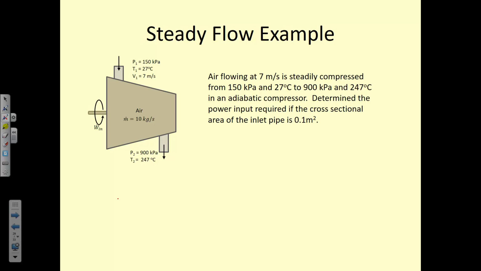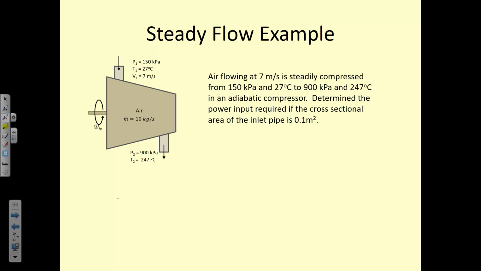So what is this thing? What is it? A compressor. Okay, air flowing at 7 meters per second is steadily compressed from 150 kilopascals and 27 degrees Celsius to 900 kilopascals and 247 degrees Celsius in an adiabatic compressor. Determine the power input required if the cross-sectional area of the inlet pipe is 0.1 meters squared.